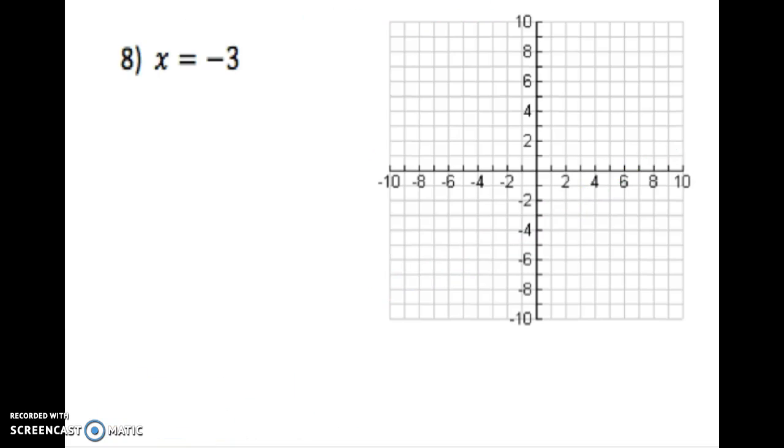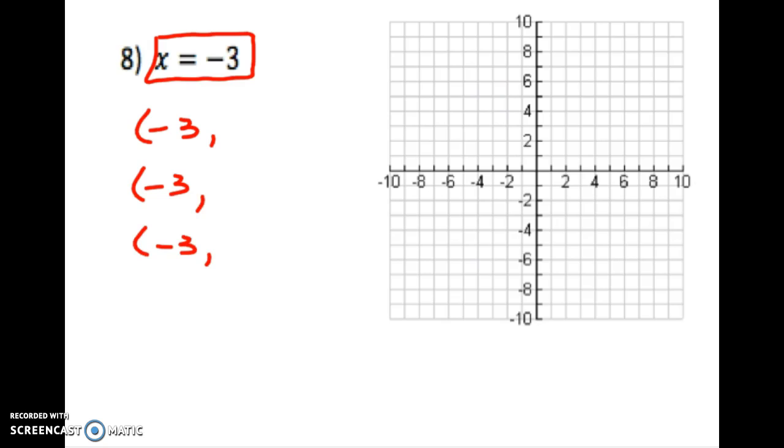All right, moving on to number 8, last one here. We got x equals negative 3. Notice there is absolutely no y value in this problem at all. So that means that for every point we pick, the x value has to be negative 3. Which means you can have a little fun with this. You can pick whatever numbers you want: 0, 1, 4, negative 5, whatever you want, and create your own points. The only catch is each x value has to be negative 3.